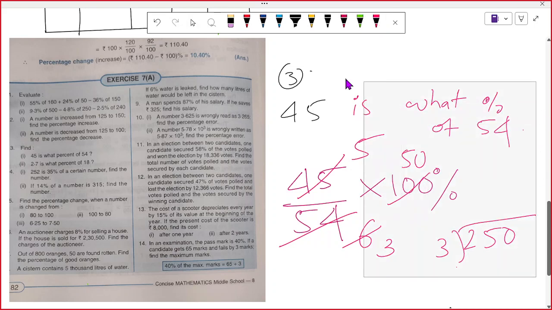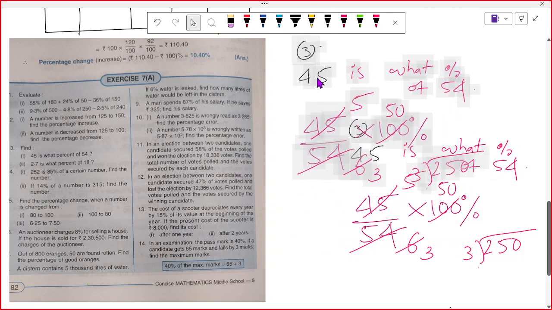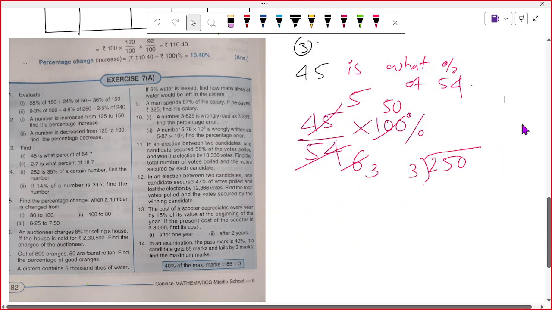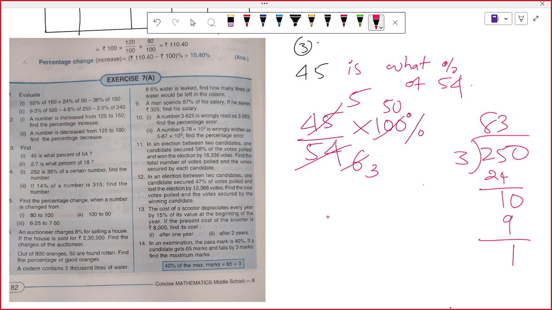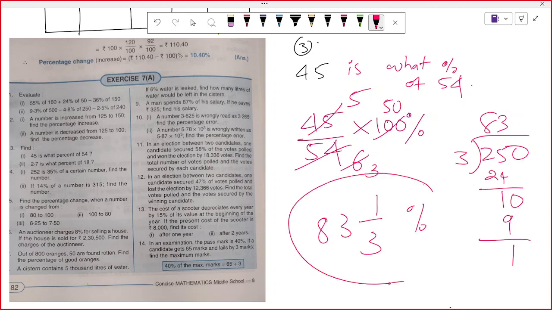Yeah, what is it, Tanishka? 83 1 by 3, sir. Yes, 83 1 by 3. Reduce everything, convert into a mixed fraction. 250 divided by 3. 3 eights are 24. Remainder is 10. Then 3 threes are 9. Got it as 83 1 by 3. Adya, it is 83 1 by 3%. Okay, 83 1 by 3% is the answer.